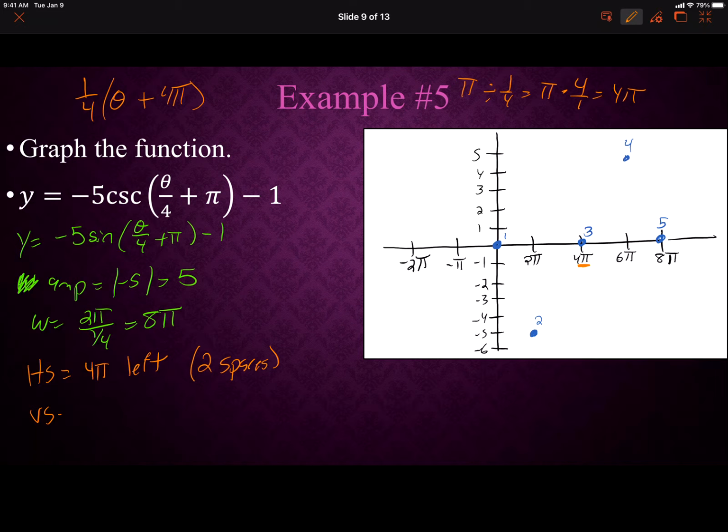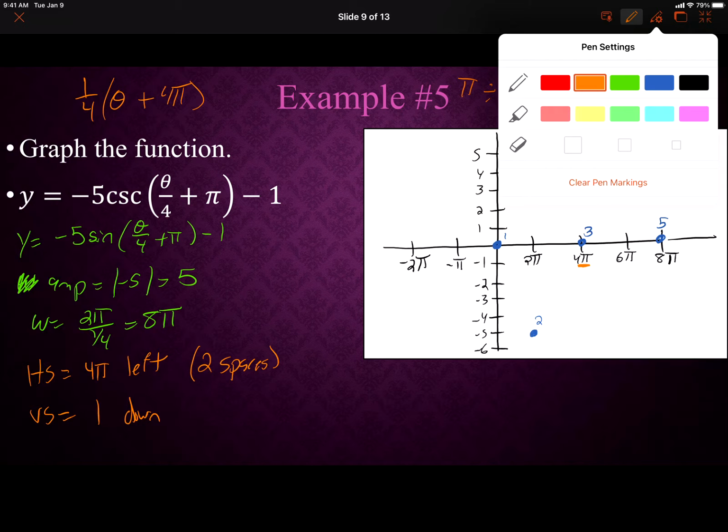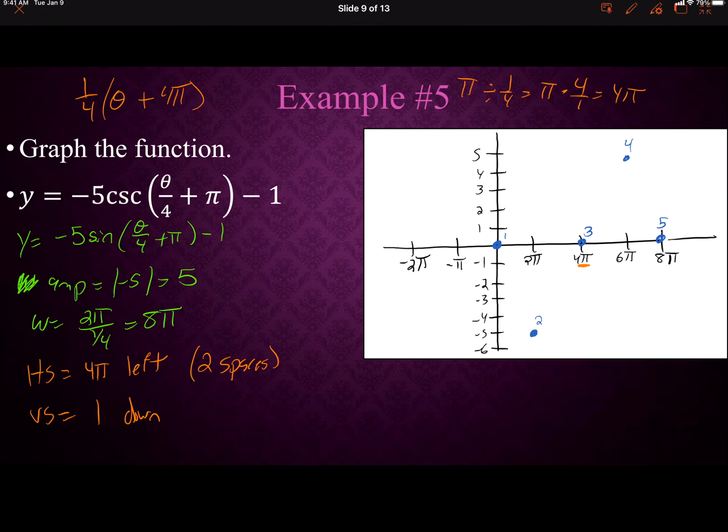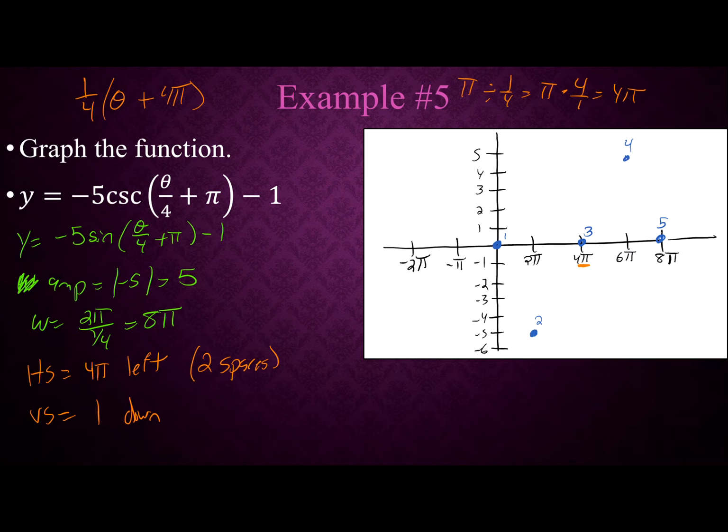The vertical shift is just the -1 at the end, so it's 1 down. So each of those points are now going to shift left 2 and down 1. So there's point 1. Left 2 down 1, there's point 2. Left 2 down 1, there's point 3. Left 2 down 1, there's point 4. And left 2 down 1, there's point 5.